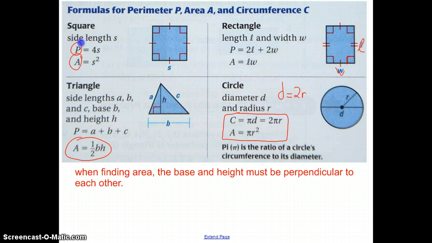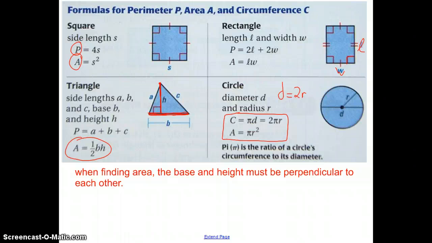In a triangle, this is the most important thing. This is where it can get a little bit confusing. The base is going to be one side of your triangle. The height has to be the perpendicular distance, going from one point perpendicular to that side that you're calling the base. The height and base must be perpendicular when you're finding area. So the height will be that perpendicular distance from that base up to the other vertex.